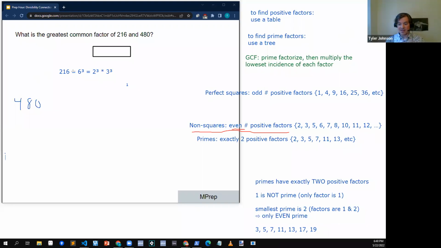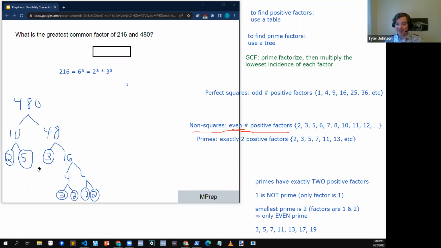So 216 is a very special number. It's a perfect cube. It is 6 cubed. So to prime factorize that, I can just break that apart into 2 cubed times 3 cubed. 480 is a little more complicated. I'd build out a full tree to prime factorize that one. And when we do, we see there are 5 2's. So 2 to the 5th times a 3 to the 1st times a 5 to the 1st.